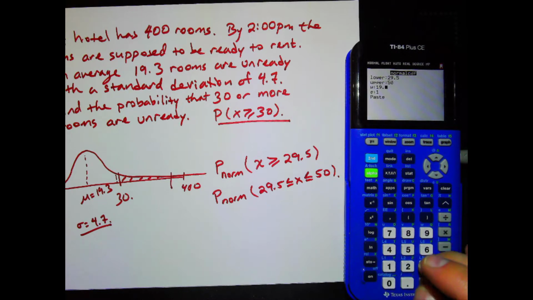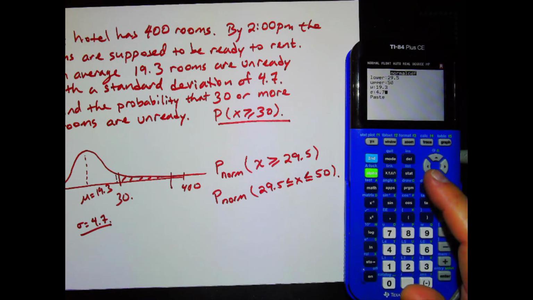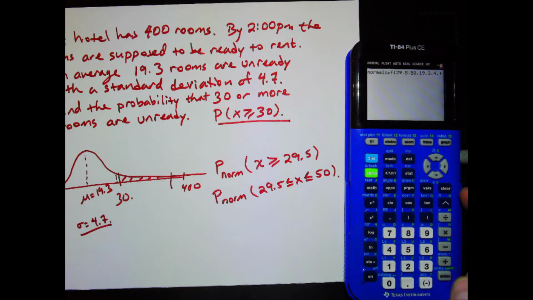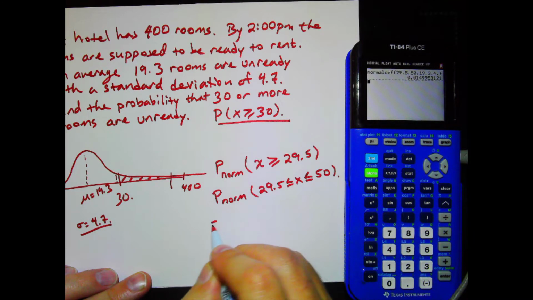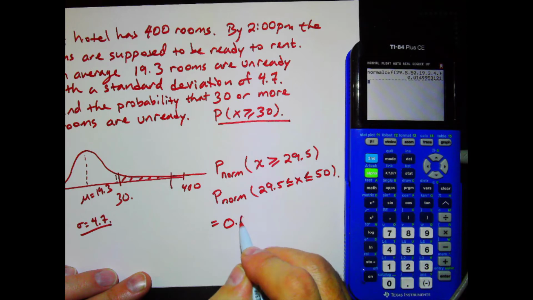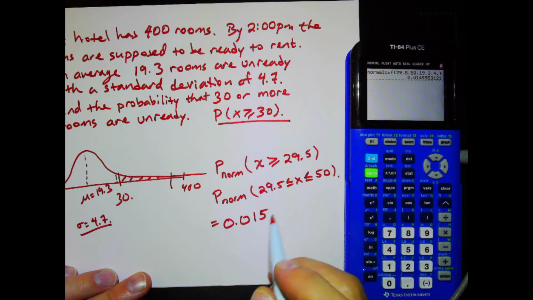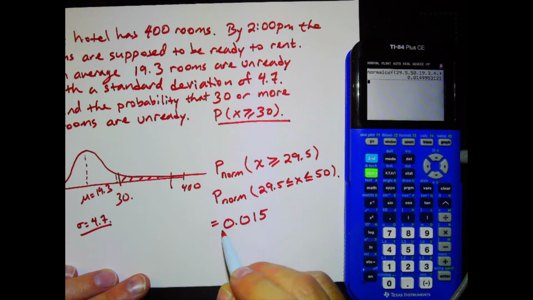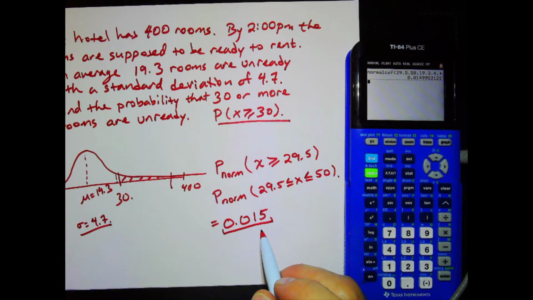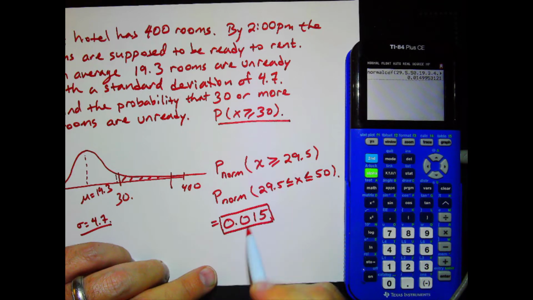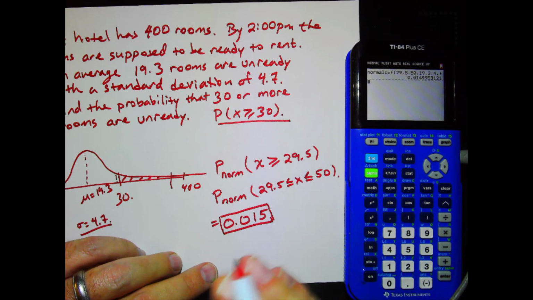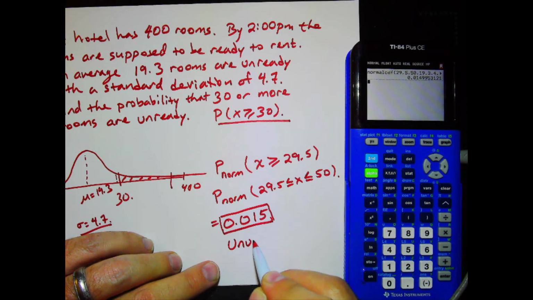The mean is 19.3 and the standard deviation is 4.7. And so this is all we really need at this point to calculate the normal probability. And as you can see, we're getting 0.015. That's about 1.5% chance of having 30 or more rooms unavailable. In other words, that there are 30 rooms unready by 2 p.m., that would be unusual.